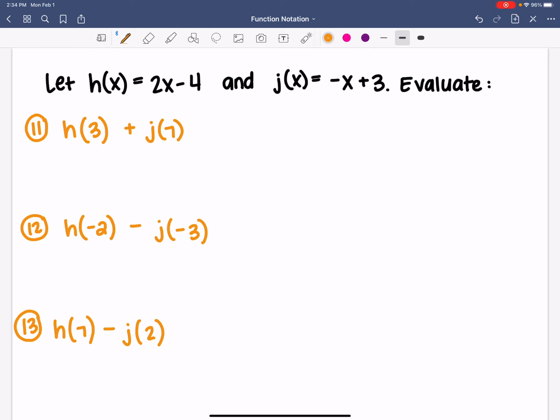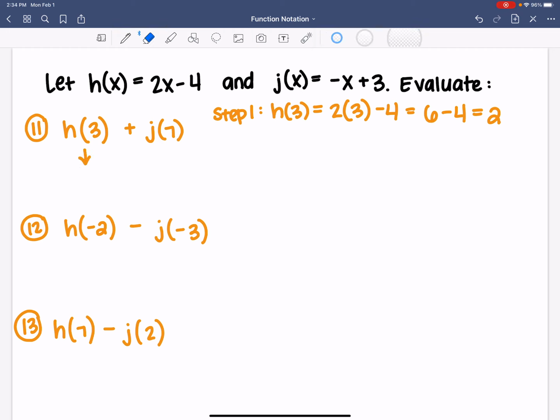So step 1 is to find h of 3. So h of 3, we're going to look at h of x. So that's this function. So we're going to plug in 3 for x. So that's 2 times 3 minus 4. And we're going to simplify that. So that's 6 minus 4, which is 2. Okay, so we just found that h of 3 is 2.